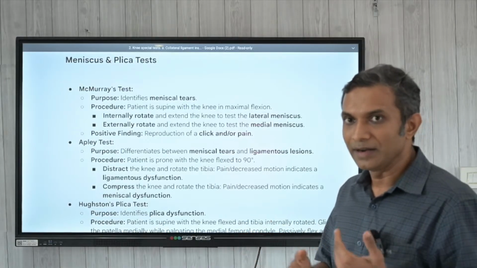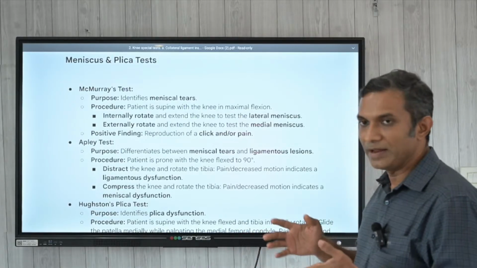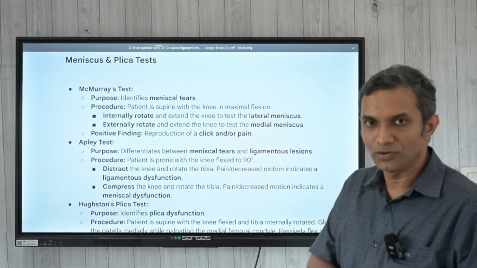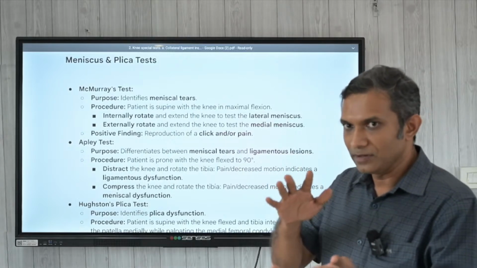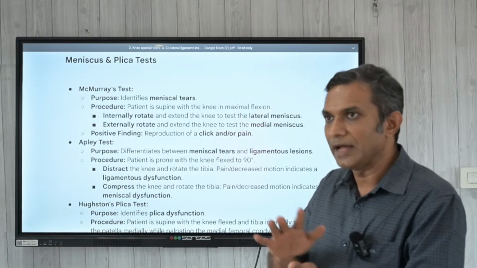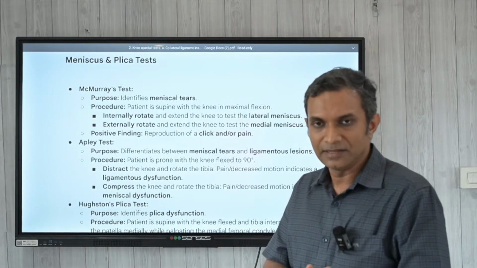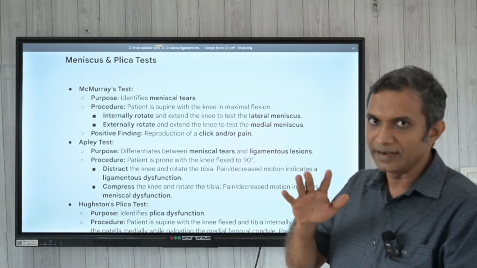So McMurray's test helps in reproducing the click or the pain syndrome. Mainly it is the meniscus. Compression causes the pain. If it's a compression pain, that means the meniscus is the structure involved, because the meniscus mainly takes the compressive load.